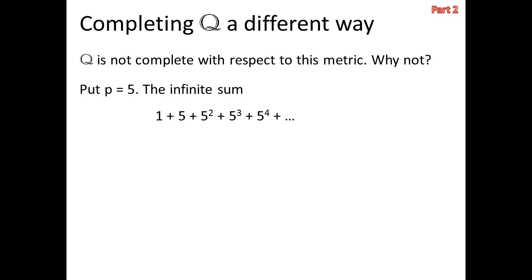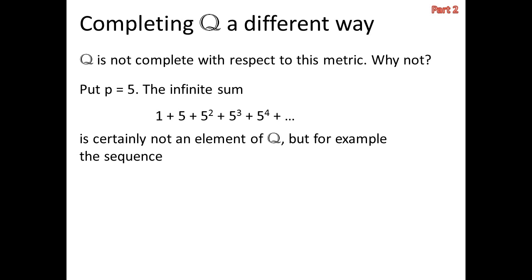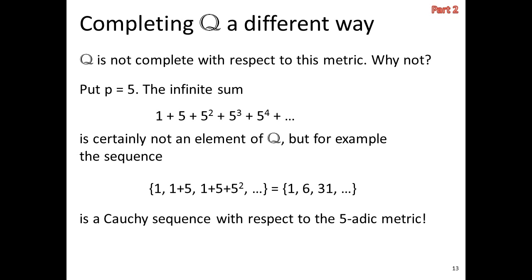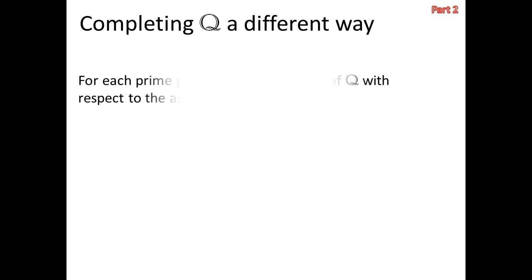This number here is certainly not an element of Q, but the sequence of partial sums, 1, 1 plus 5, 1 plus 5 plus 5 squared, etc., which is just this sequence here, 1, 6, 31, wouldn't be a Cauchy sequence with respect to our ordinary metric, but it is a Cauchy sequence with respect to the 5-adic metric. Indeed, we're adding on smaller and smaller bits each time. So yeah, it's pretty surprising. This number here, whatever this number is, it would be an element of the completion of Q with respect to the 5-adic metric. And that's exactly what we're going to do.